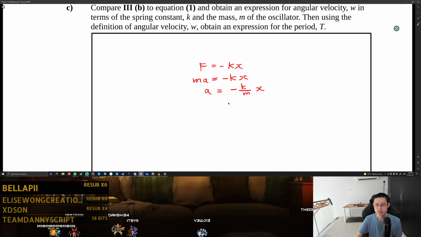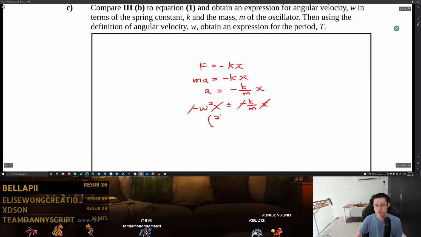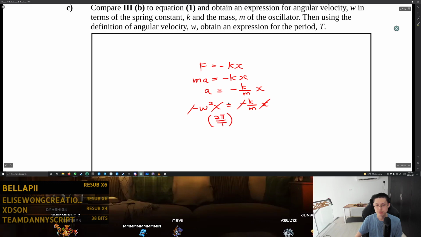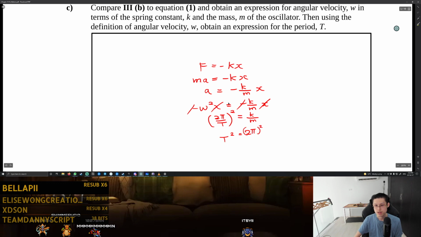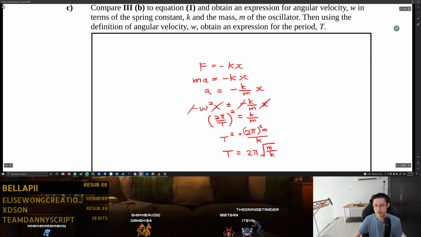A here is going to be negative omega squared x. Cancel the x, cancel the negatives. Omega is actually 2 pi over T, which means my period is 2 pi squared m over k. So T is actually 2 pi square root of m over k.